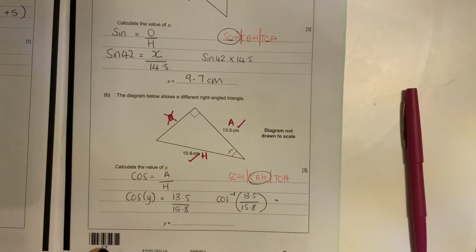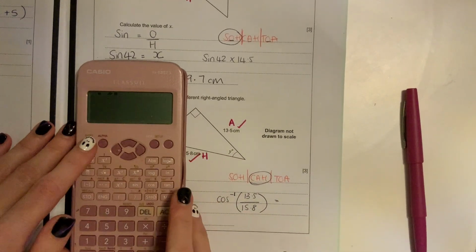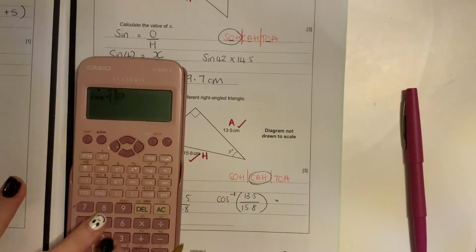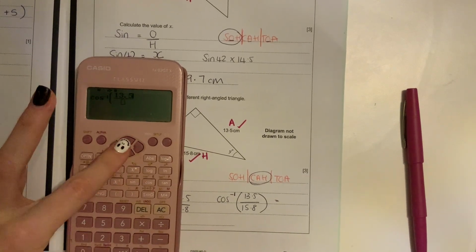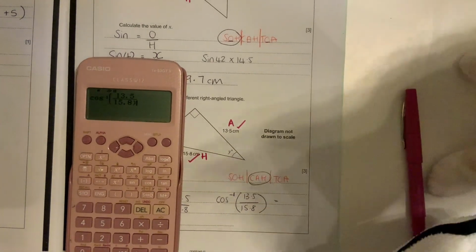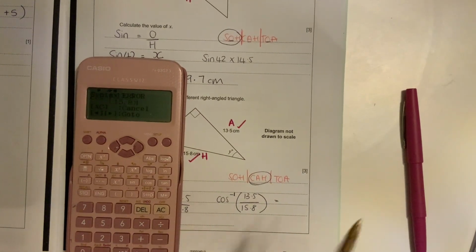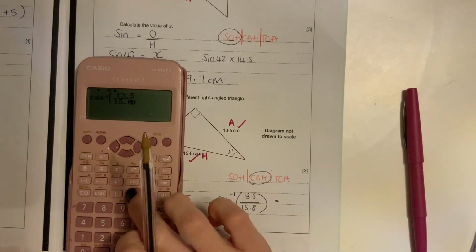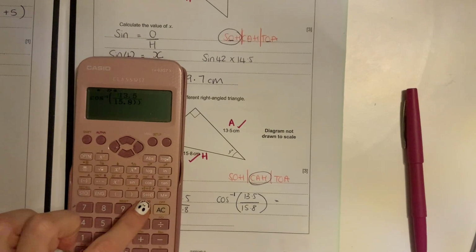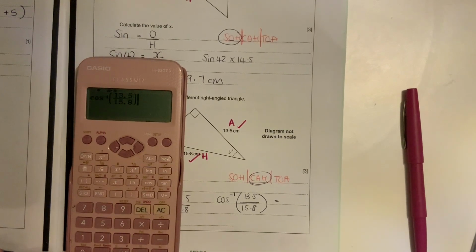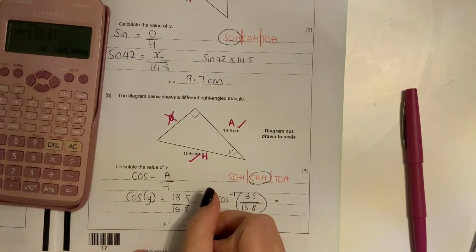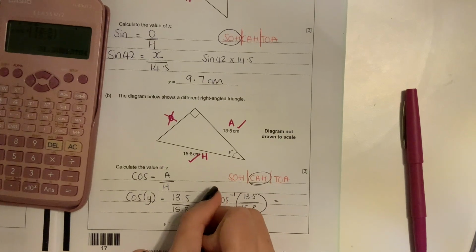So you type that into your calculator. So shift cos, and I like the fraction button, so 13.5 over 15.8, and it gives me the answer. Oh, I've got an error because I put a bracket down there. My cat is coming, so she's getting in the way. There we go, that's better. Okay, so I've got 31.3. So in my answer, I'm going to put 31.3 degrees.